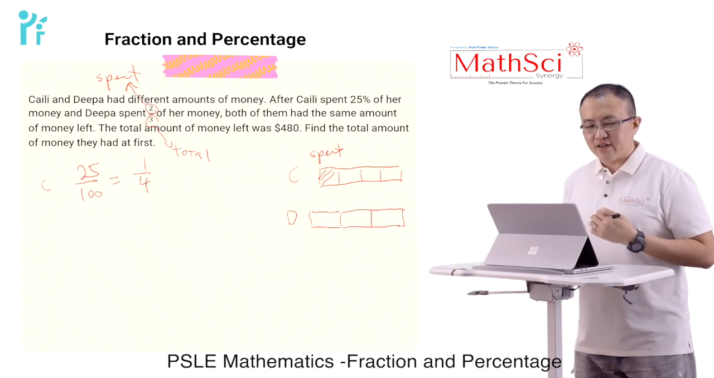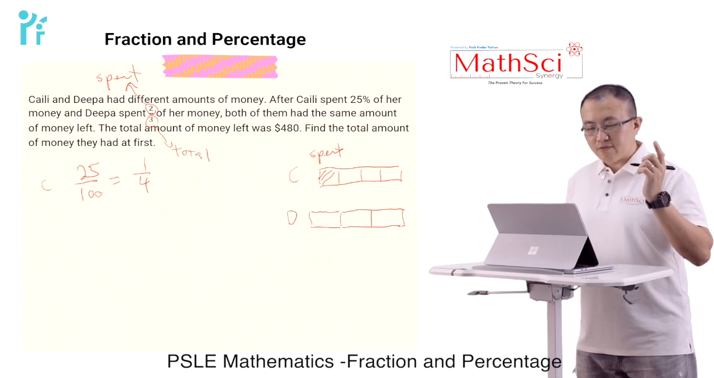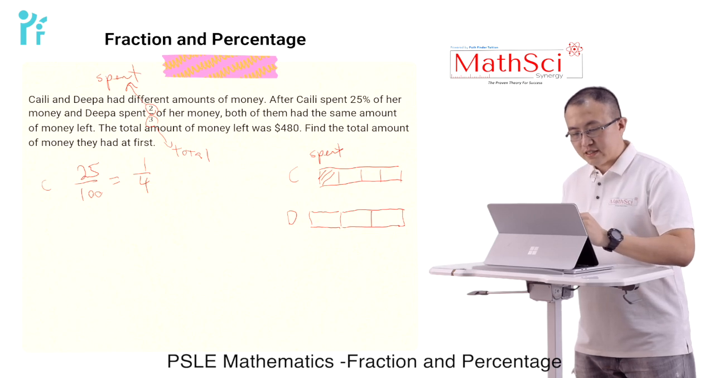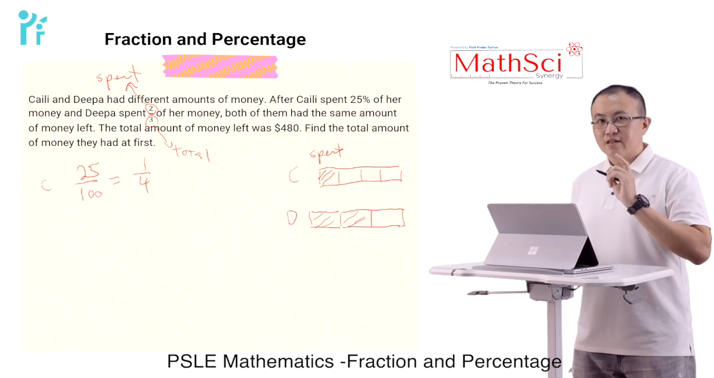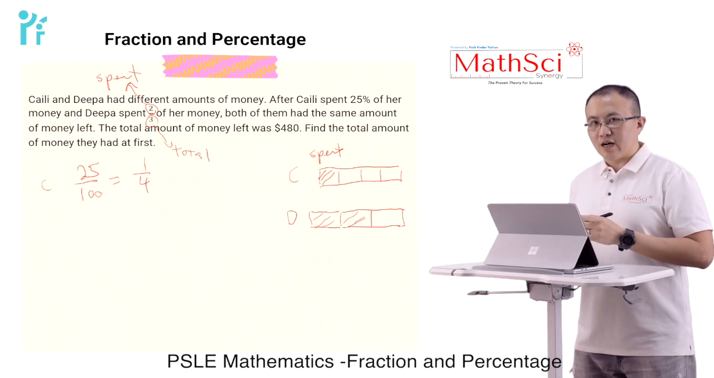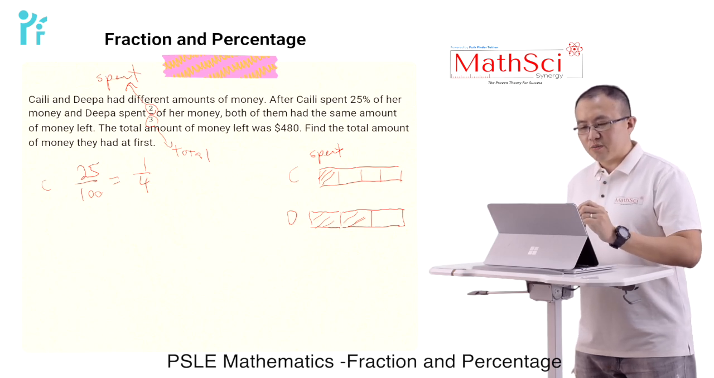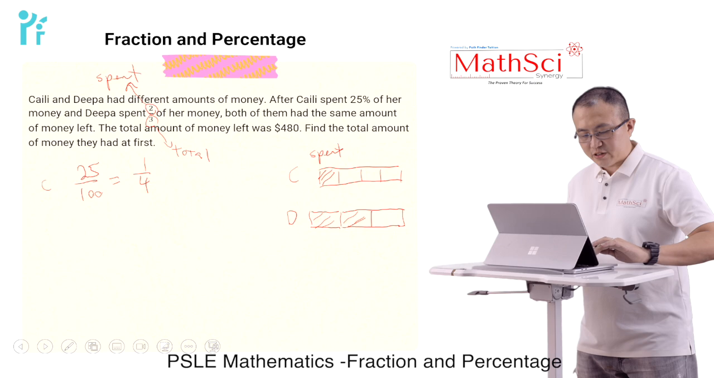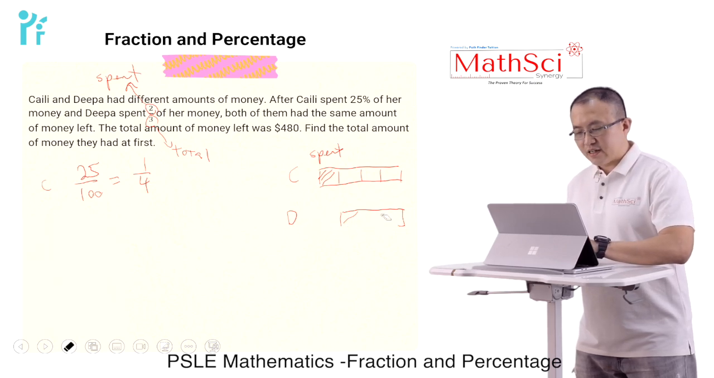So this is the model diagram for Deepa and Cai Li. And of course, we already know that Deepa spent 2/3 of her money. So in this case, I will have to shade these 2 parts. And then you notice something is wrong already, because the way I aligned the model, the left should have been equal. Which also means that we might need to redraw this again. Let me do it again.